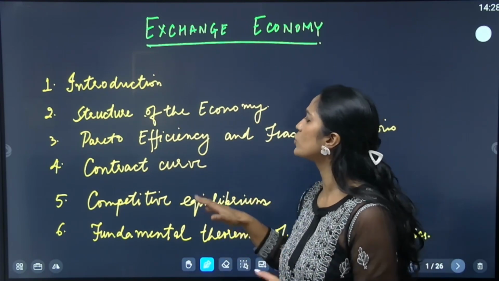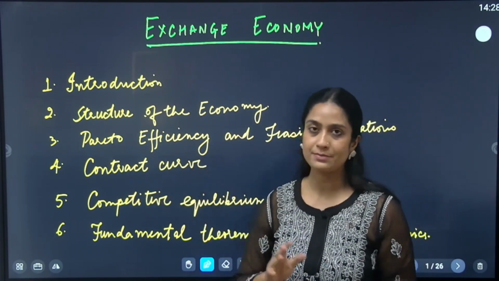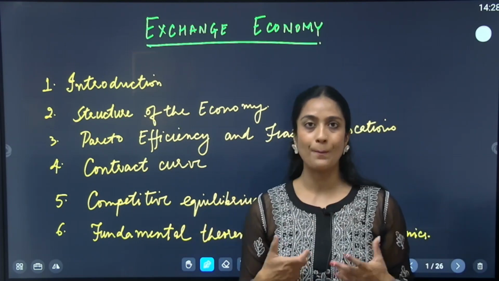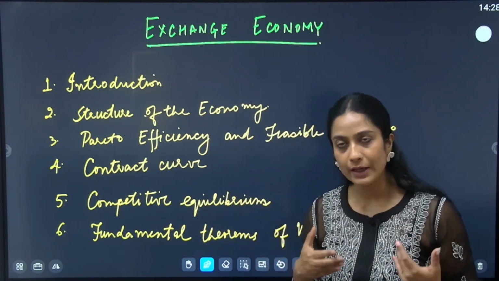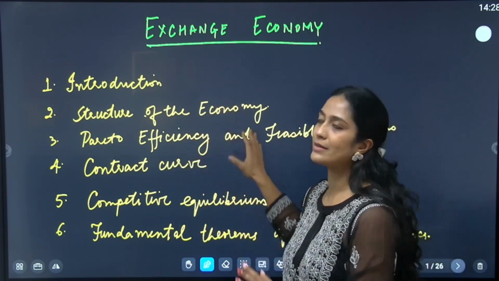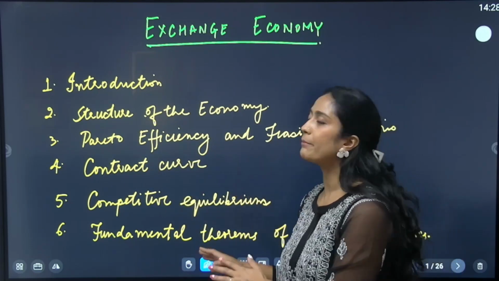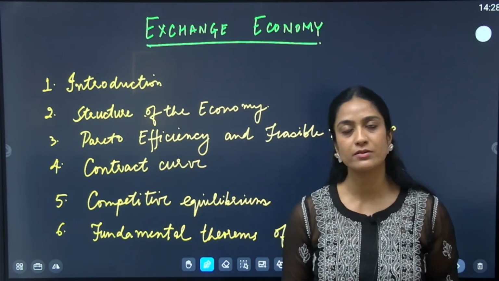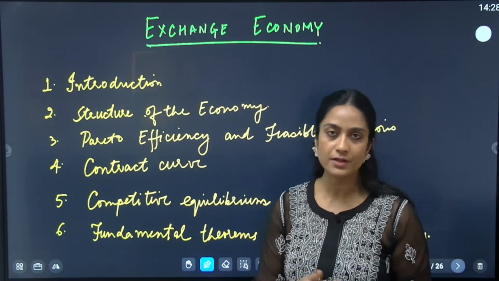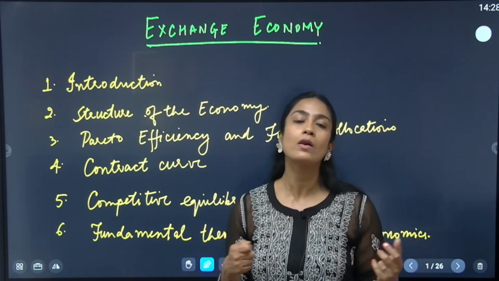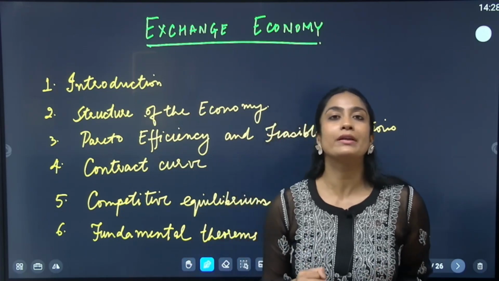Then we will move on to what is called a contract curve. I'll explain everything. Finally, we'll see how we reach a competitive equilibrium, and after this entire discussion, we will finally discuss what are the fundamental theorems of welfare economics. These are also called the welfare theorems, first welfare theorem and second welfare theorem, and we'll see what these theorems are all about and what they are essentially saying.